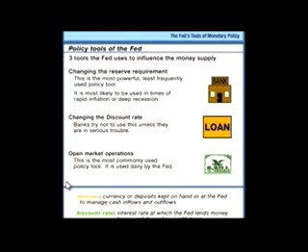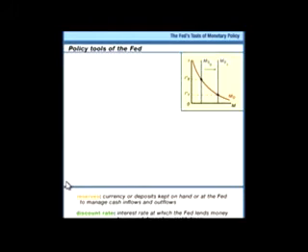Let's go back now and look at our map of the money market. Here's our map of the money market, the quantity of money and the price of money, which is the interest rate. The demand for money is represented on the red curve, and the blue curve shows us the Fed's supply of money that the Fed has determined in the market.